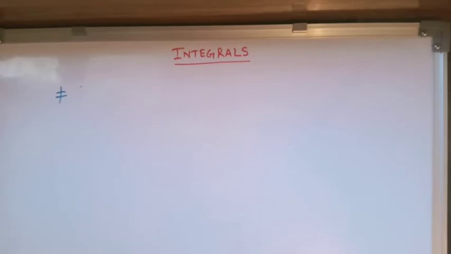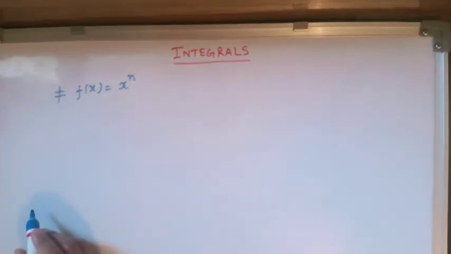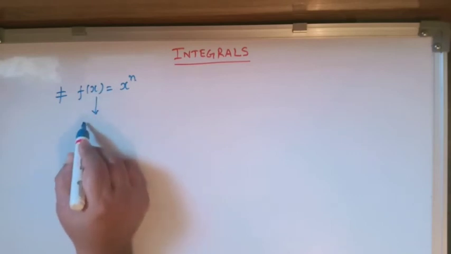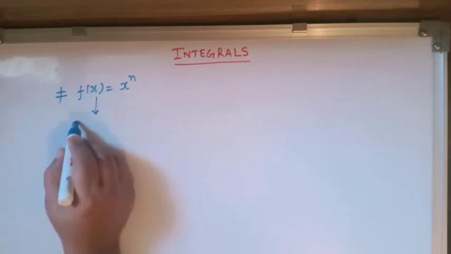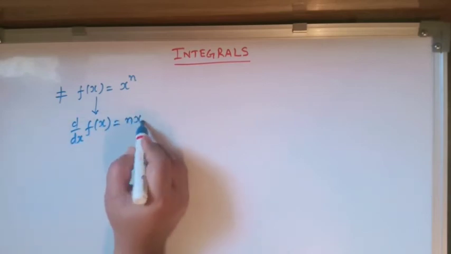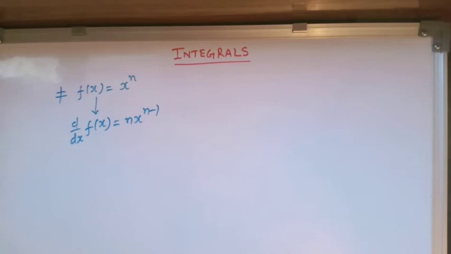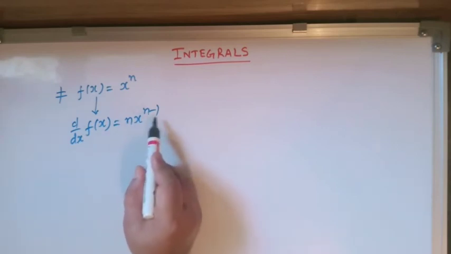Now viewers, I am going to discuss some elementary results in integration, and the first one is, if we have a function f(x) equal to x raised to n. Then I will first discuss the derivative of f. So we know that the derivative of f of x is nx n minus 1. In differential calculus, we saw that the derivative of x raised to n is nx n minus 1.